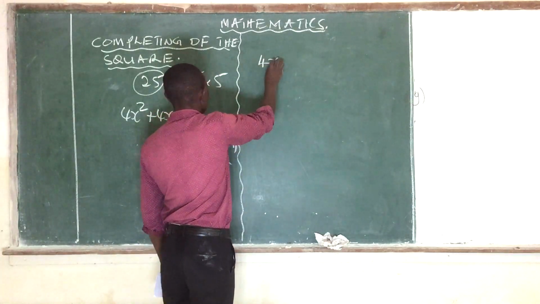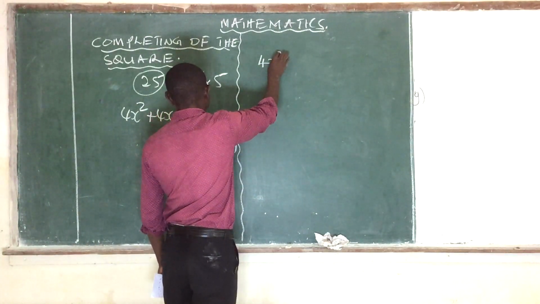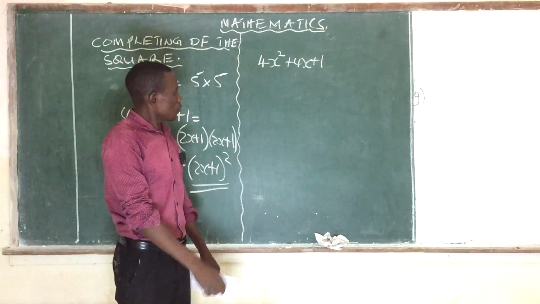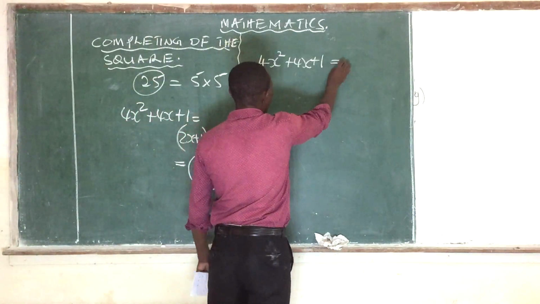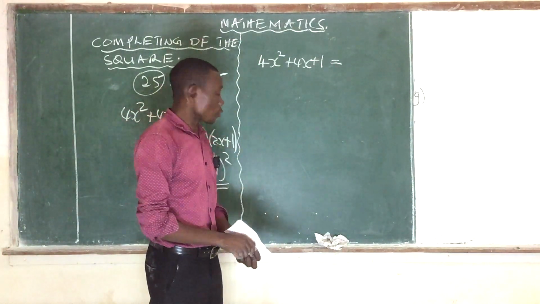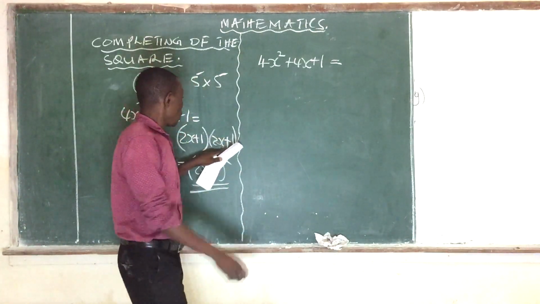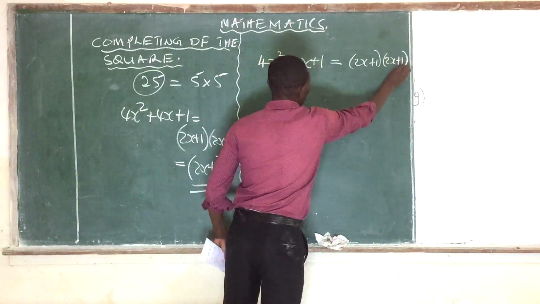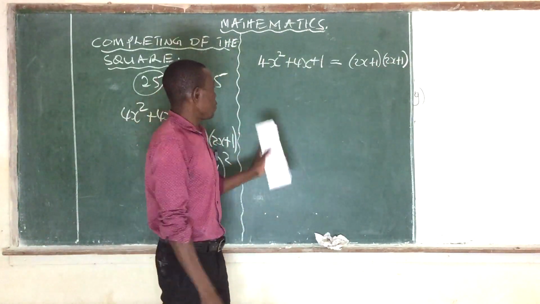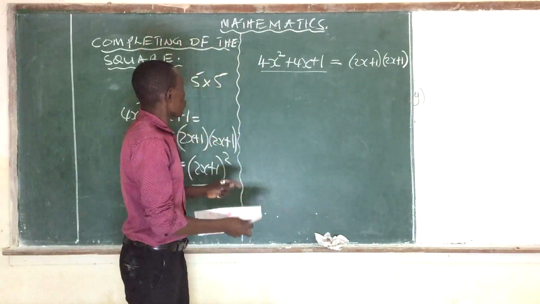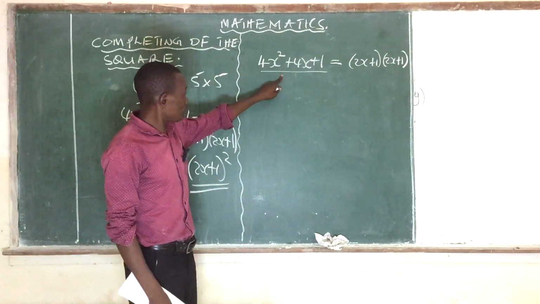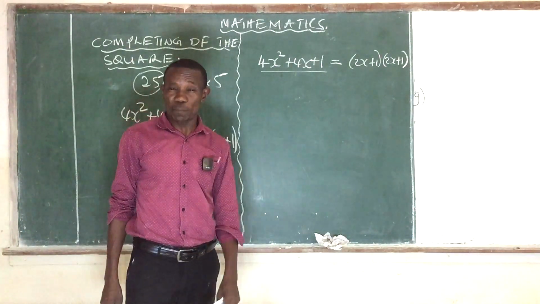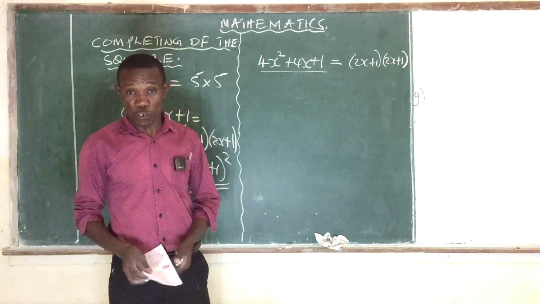If I factorize 4x squared plus 4x plus 1, by the grouping method of factorization we obtain the factors 2x plus 1 and then 2x plus 1. Identical factors indeed, meaning that this is a complete perfect square. But on the other hand, I may have another quadratic expression which has two terms. Usually we call such expressions binomials.